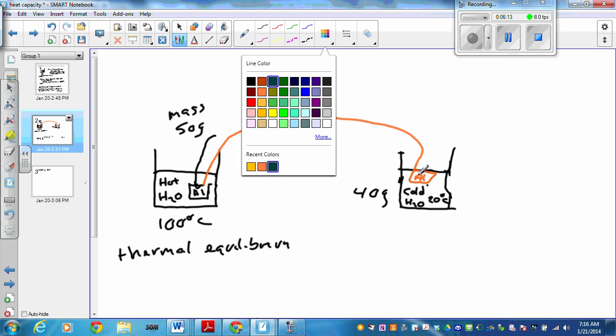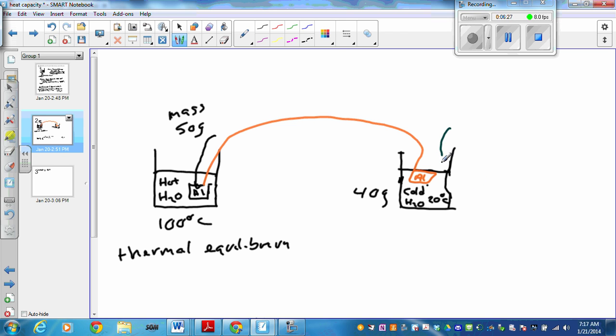So this was originally 100 degrees. This was originally 20 degrees Celsius. At some point in time, the temperature is going to become equal. If we let this sit, when this reaches thermal equilibrium, we make a measurement. We put a thermometer in here. Here's our thermometer. We watch the thermometer. We observe the temperature. And let's say that the temperature of the thermometer at this point in time, at thermal equilibrium, is 30 degrees Celsius.